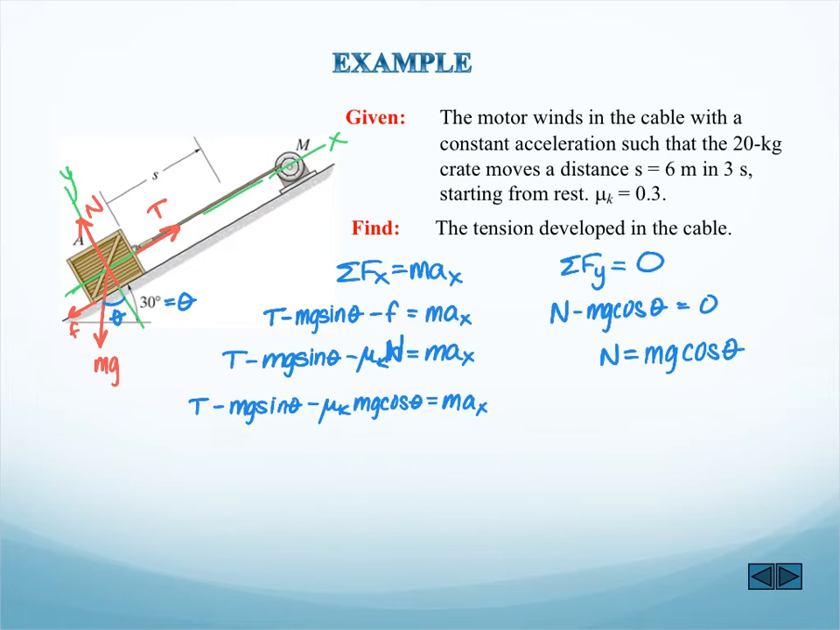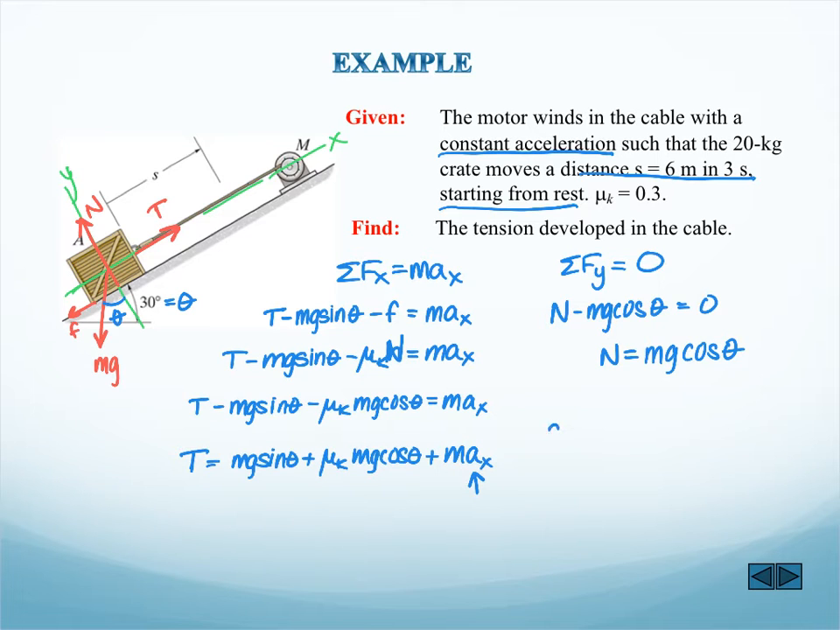Now, what we've been asked to find here is the tension. And so if I look at my expressions, if I solve for tension here, I see that basically I could just literally plug and chug, except I don't know the acceleration. But they did give me some information. They said that the object moved 6 meters in 3 seconds starting from rest. And we're also told it's a constant acceleration.